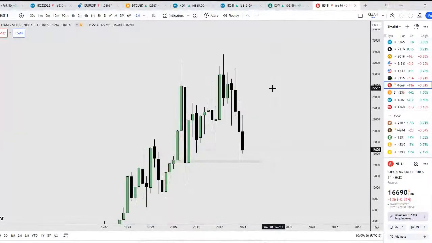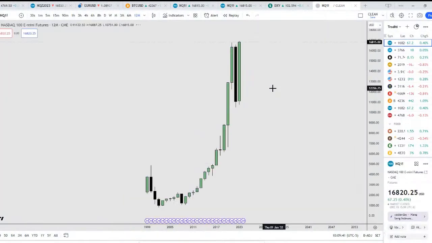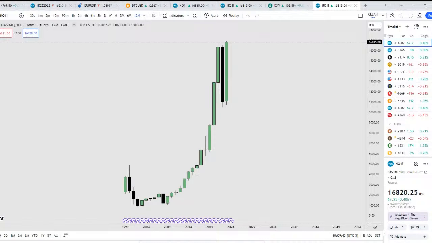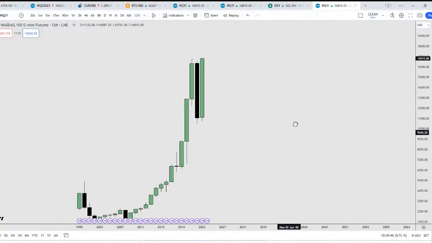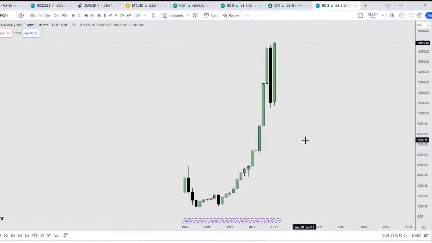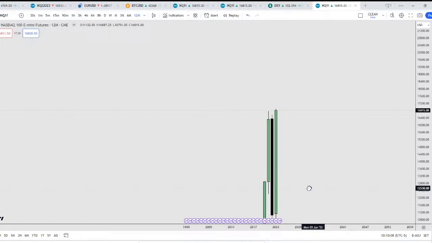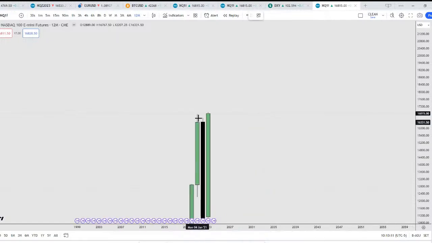Let's start off with NQ. Okay, so for NQ, let's take a look at first right here. I want to see how we close this here. I want to see if we close below this swing high. This is important.